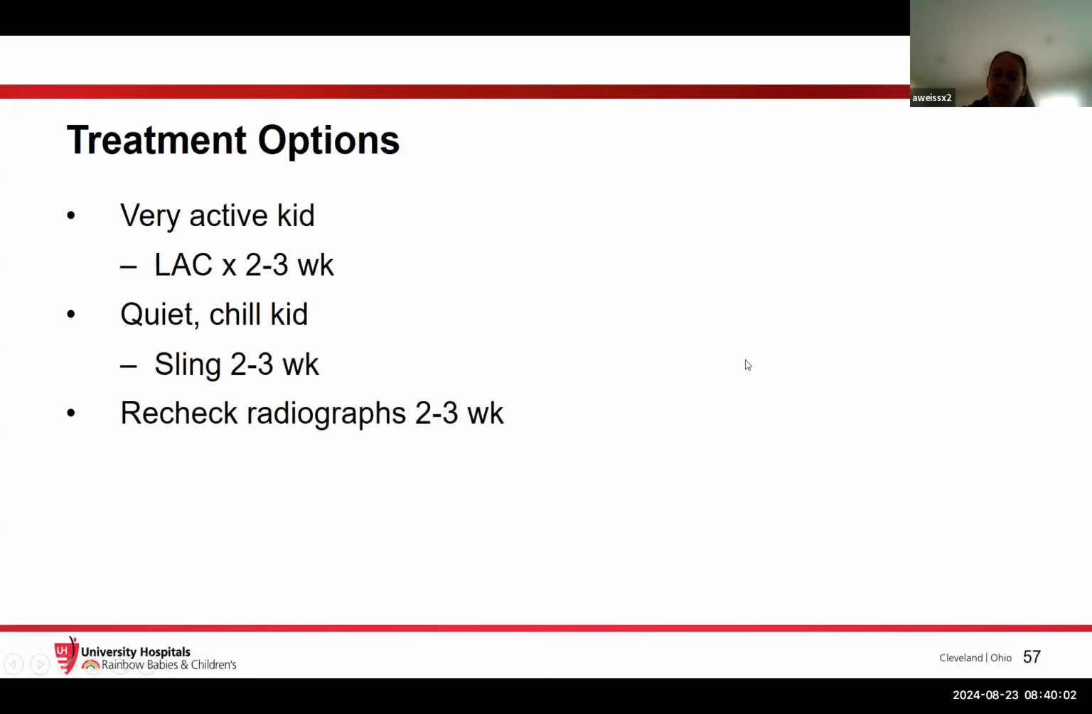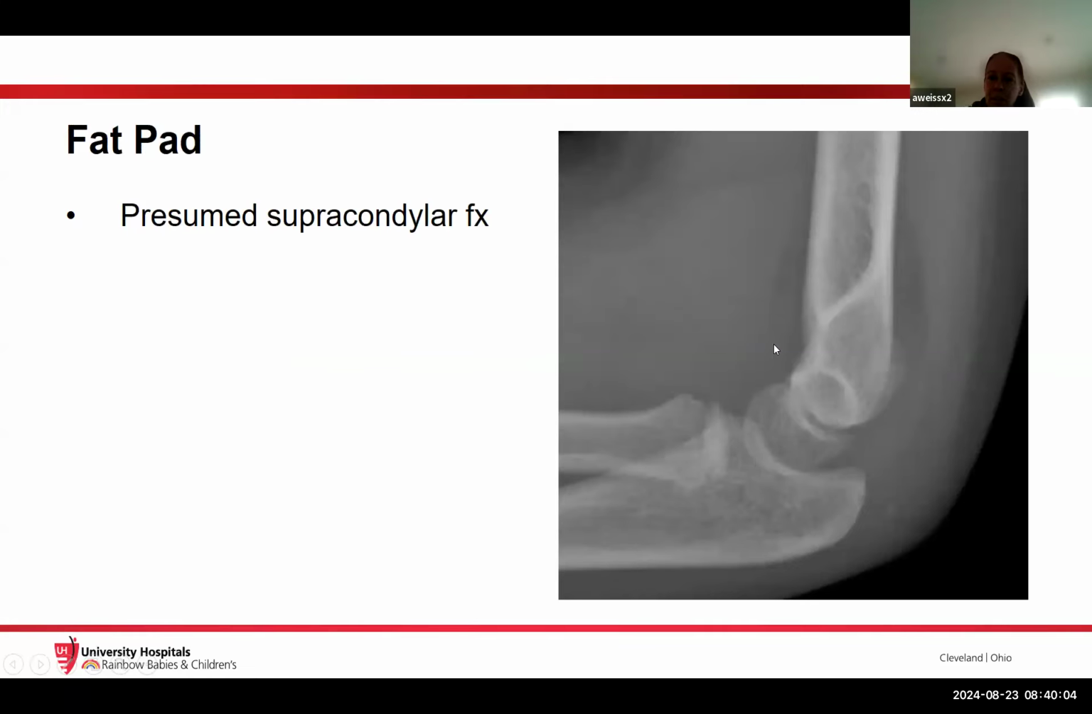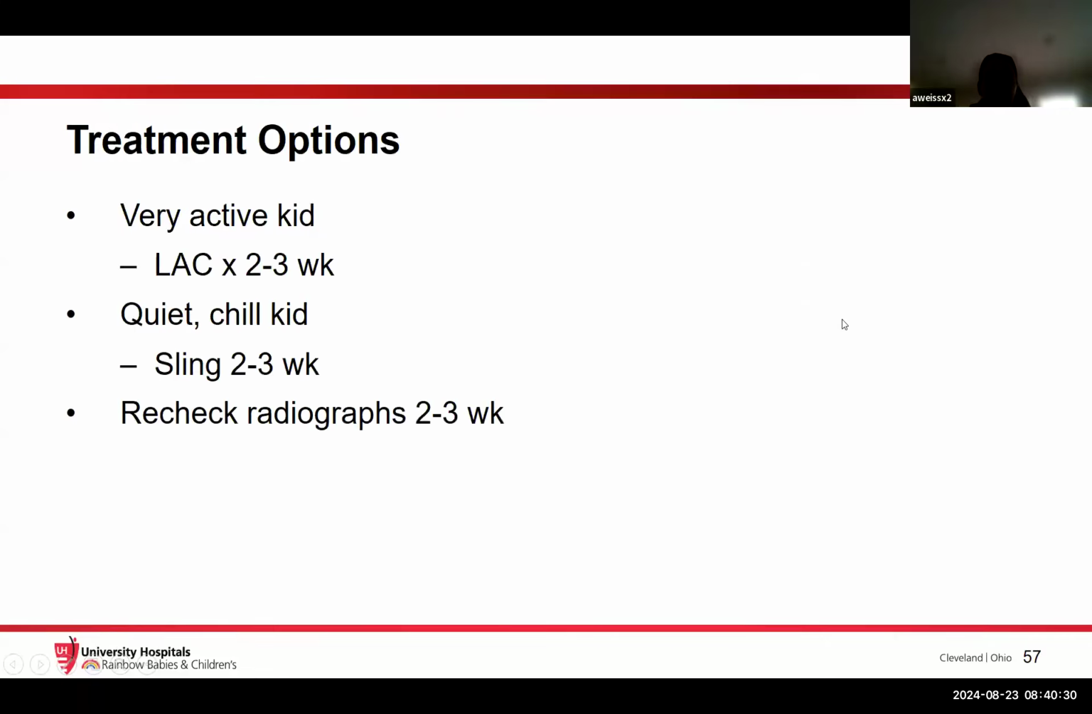When you look at this kid, you can see there's this big fat pad anteriorly and posteriorly. You should never see this posterior fat pad. Sometimes you will see an anterior fat pad, but it's not going to be this big where it's coming out like this. It'll be 2 millimeters or so anteriorly. So even if you can't find a fracture on x-ray in this kid, you presume it's a supracondylar fracture and you treat them as such. In the very active kids, they will get a long arm cast for 2 to 3 weeks.